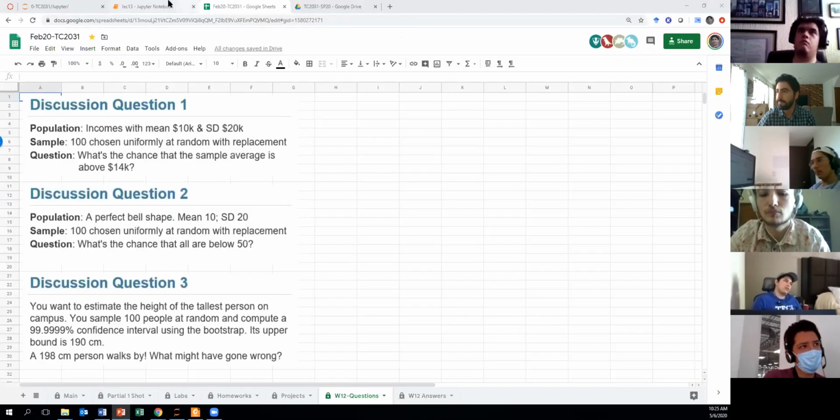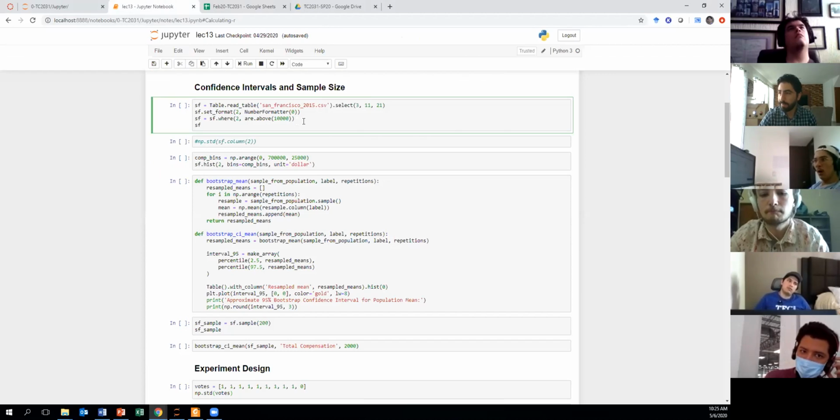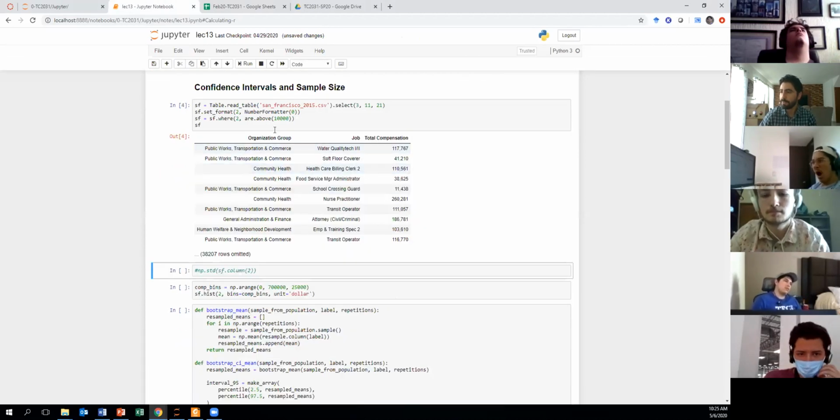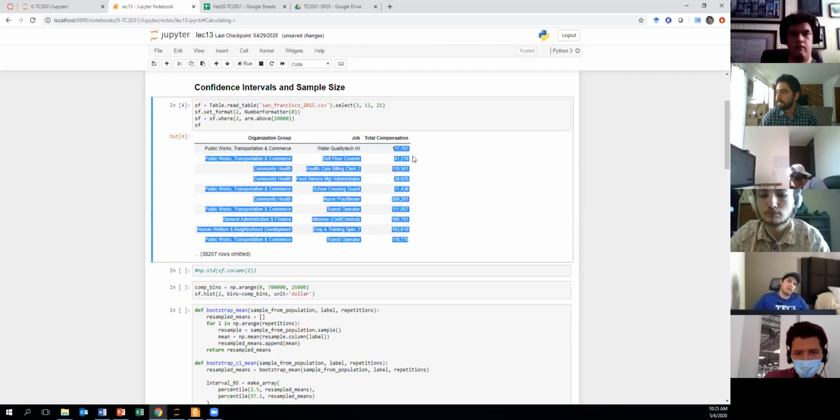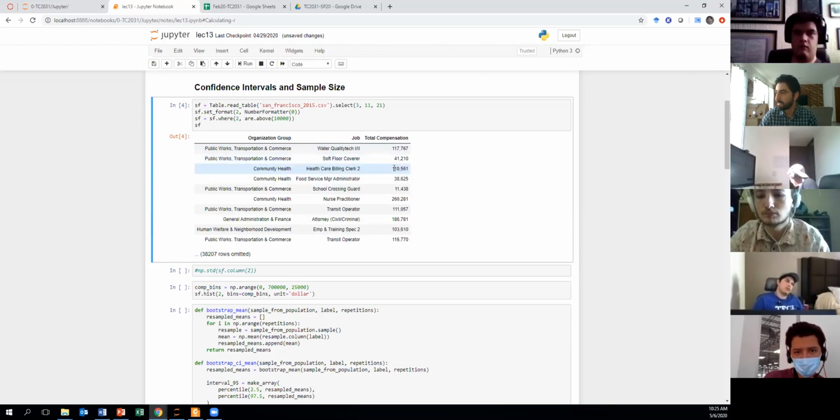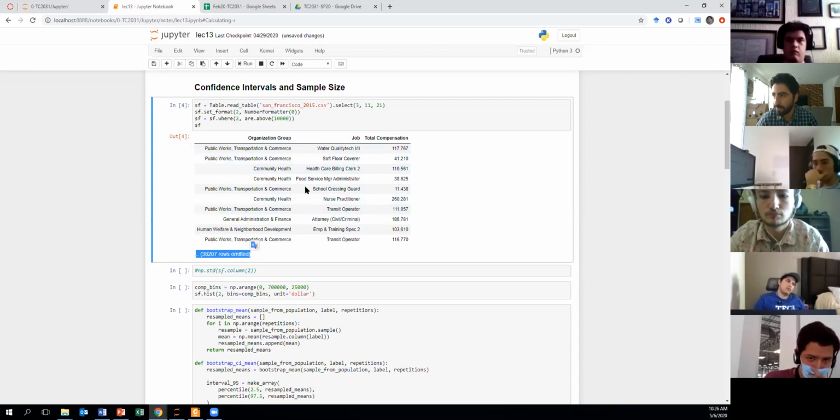So let's see what we have here. This is the table that we saw before. Here we have the organization of public workers, for example in transport, commerce. The job title is water quality, 1, 2, and total compensation, or salary per year plus benefits, is 1,700 here, in this case 41,000, in this case 110,000. So these are all the salaries per year for all the public workers in San Francisco. We have all the population here, okay? This table includes the whole population.